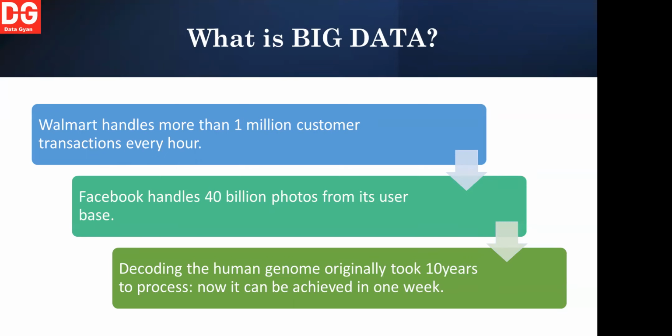Facebook handles 40 billion photos from its user base, which is a very huge amount. And decoding the human genome originally took 10 years to process. Now it can be achieved in 1 week using the big data techniques that we will see later in the slide.